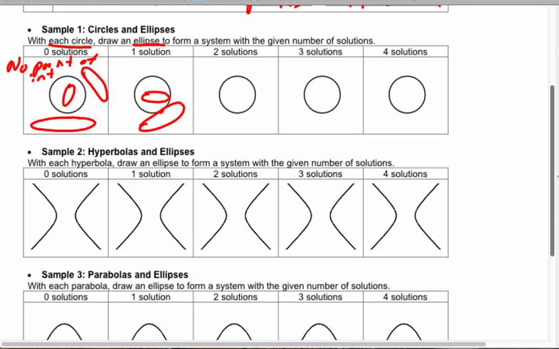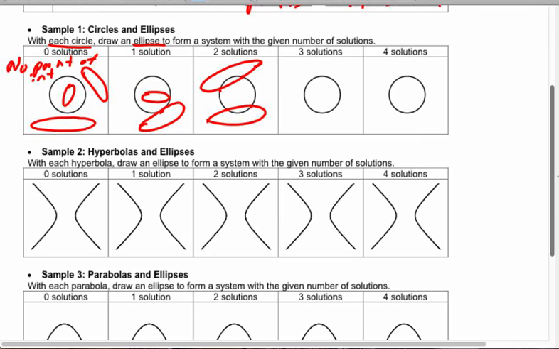So two solutions. That means they're going to intersect at 2 points. So there is one possibility. Here is yet another one. All of these, you notice, intersect at 2 points. That tells me I have 2 solutions.